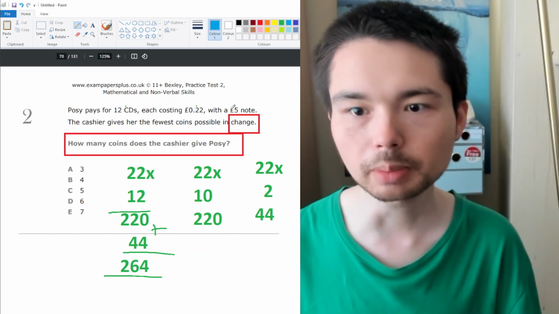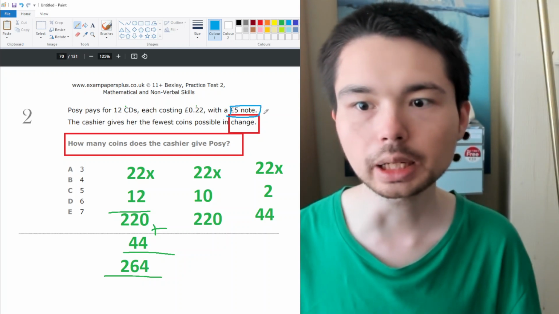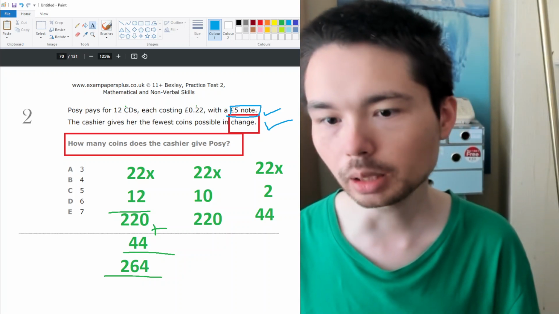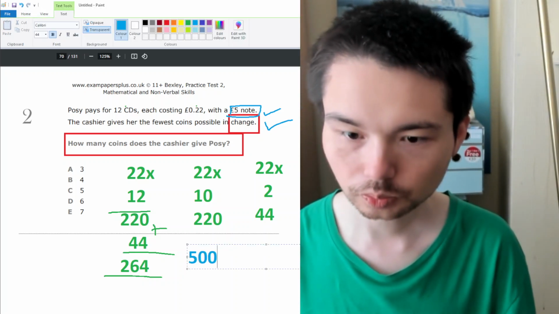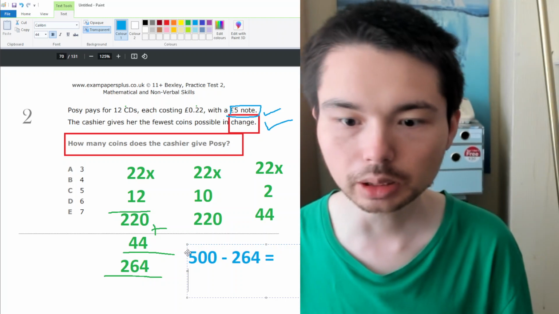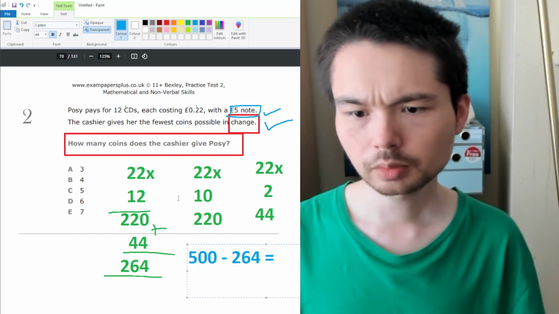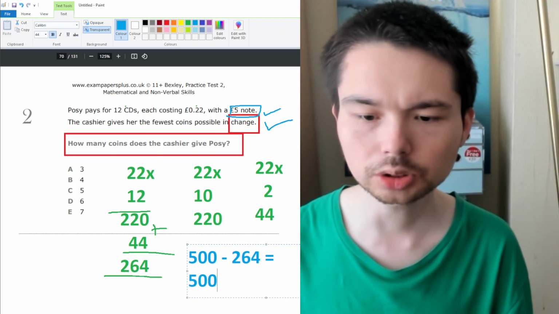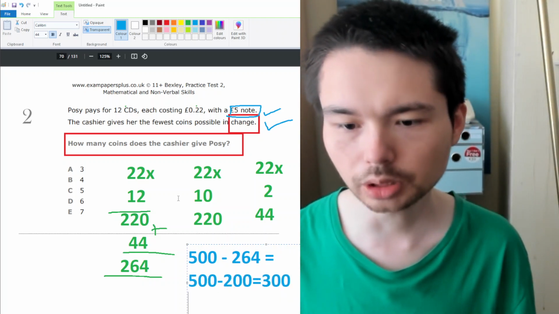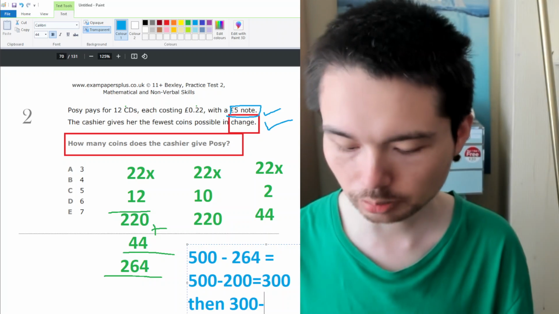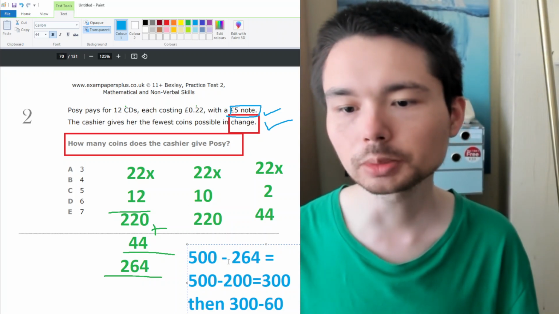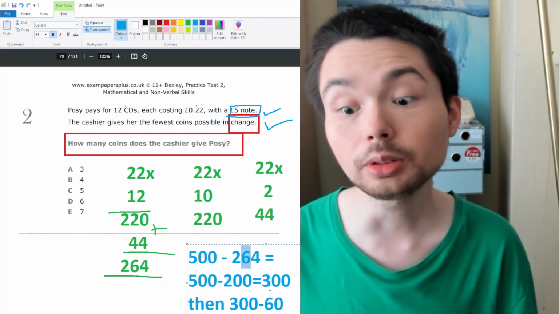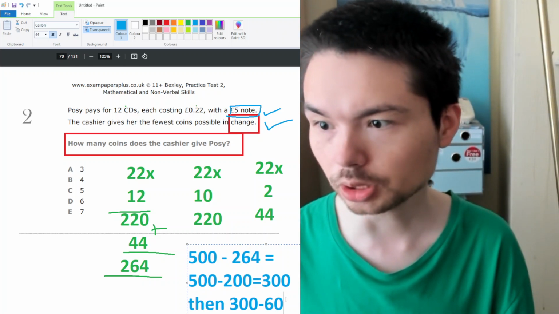Next, we're paying with a £5 note. So how much change do we get? We do £5 minus 264. Now we know £5 is equal to 500p. We can just do normal column subtraction, but I just want to show you a cool way. Just subtracting goes 500 minus 200, 300. Then 300 minus 60. What is William doing? I'm just subtracting, but taking away the biggest parts of the number first. Now we do 300 minus 60, which is 240.